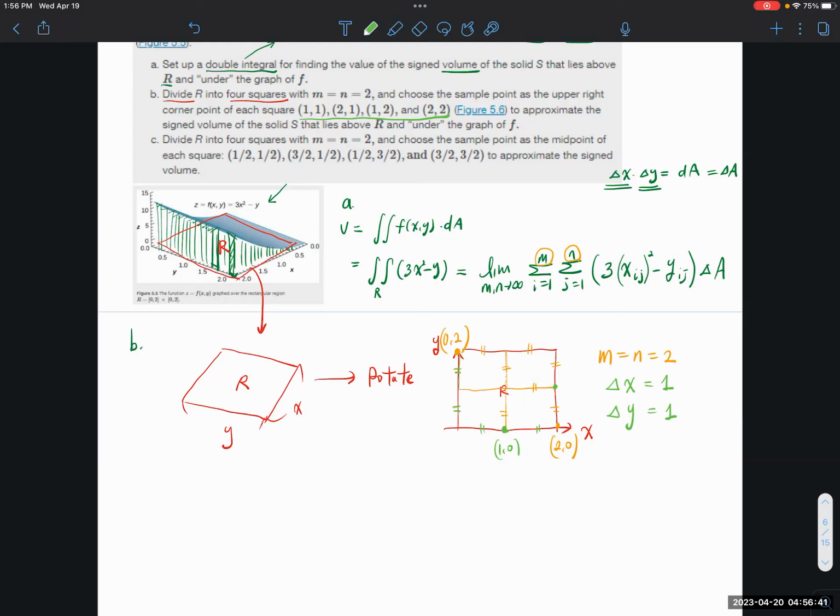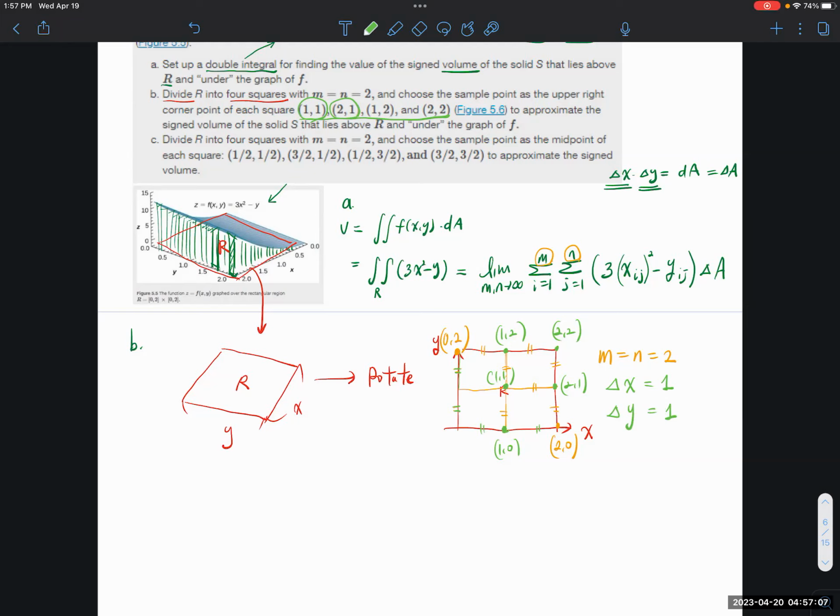And this is going to be what? 2,1. This is going to be 2,2. This is going to be 1,2. And then this is going to be 1,1. Right? So anyway, that's what they gave us also. 1,1 there, 2,1 there, and 1,2 there, and 2,2 there. So we have all the information.